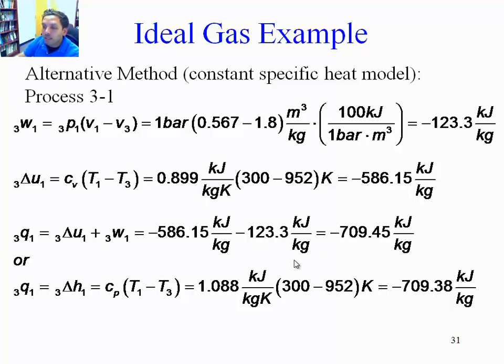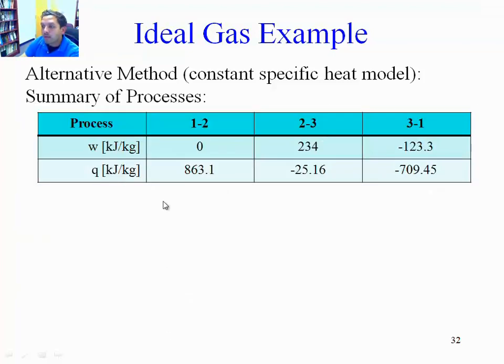Or alternatively, we can do this using the fact that for isobaric processes, the heat is equal to the change in enthalpy. And we know that the change in enthalpy is Cp times delta T. Cp on the process from 3 to 1 was listed at 1.088. Temperatures 300 to 952. The amount of heat release is 709.38. Quite similar. So whether we use this or this to calculate the heat makes no difference, as you can see. So let's now take these values and summarize them in a table.